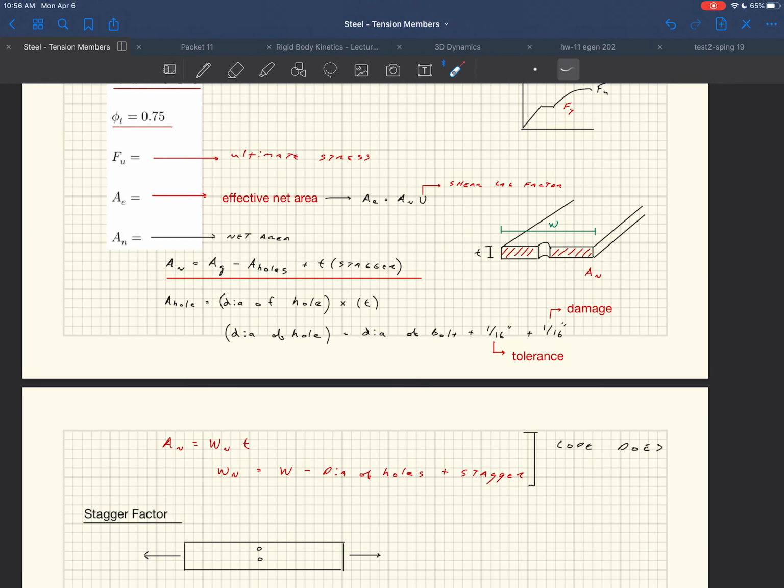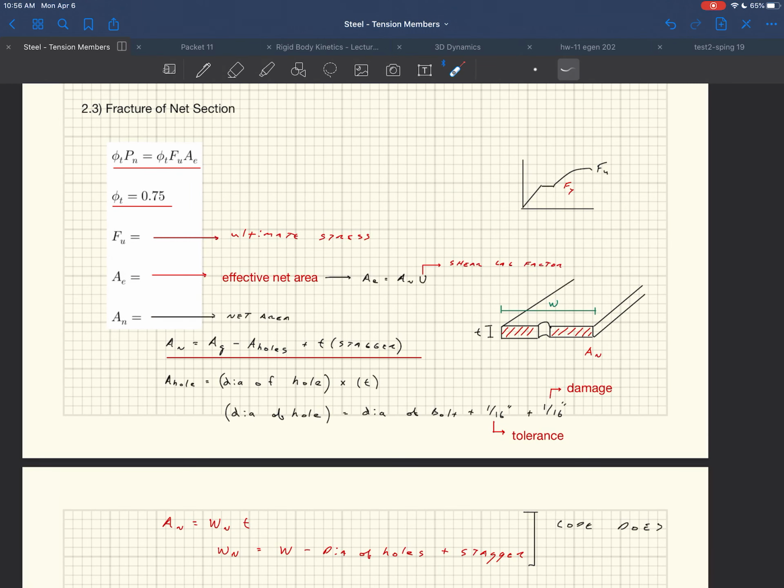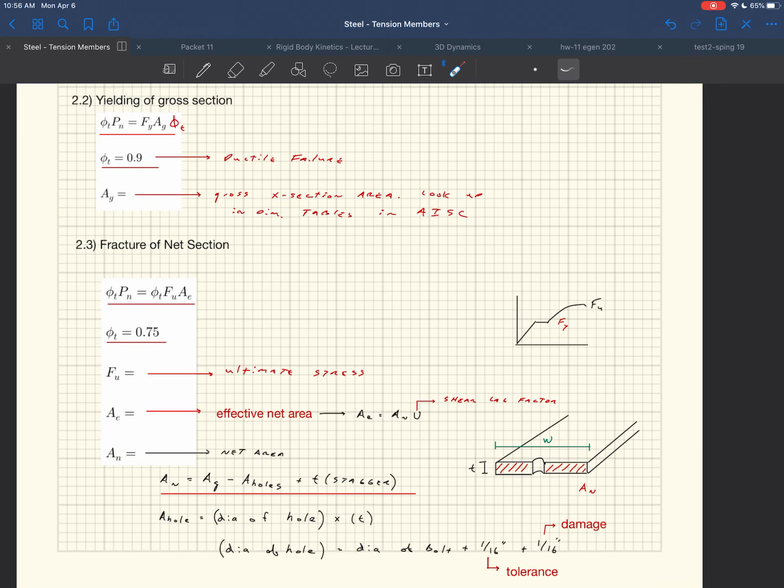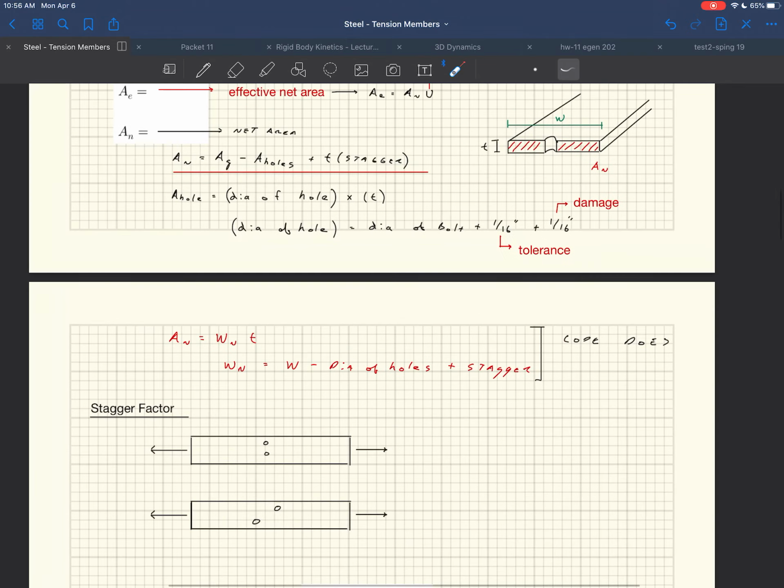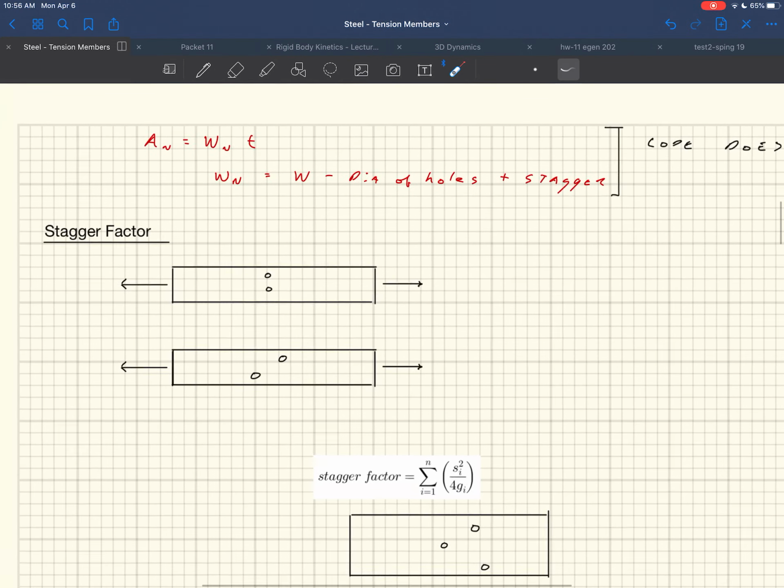Okay, so now we're on to talk about what the stagger factor is. What is the stagger factor, what is it for, and why do we care about it, right? Again, this is part of calculating what the effective area is. We need this stagger factor floating around, and ultimately we care about the effective net area because you multiply that by FU, and it gives you your PN, and you compare that PN to the PN of the yielding of the gross section. It'll tell you which mechanism it's going to fail by, based on which one's the smallest.